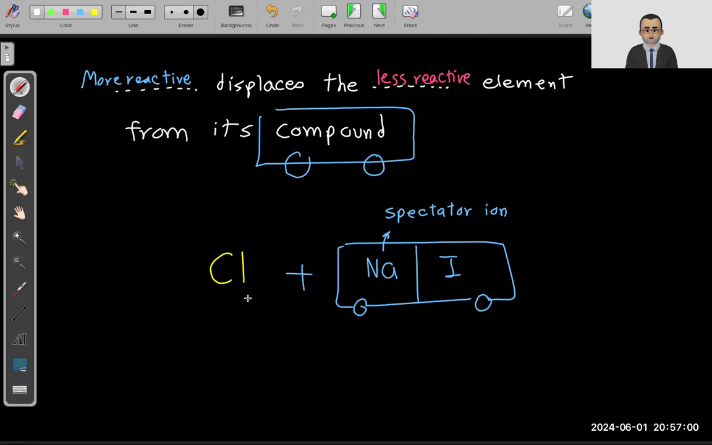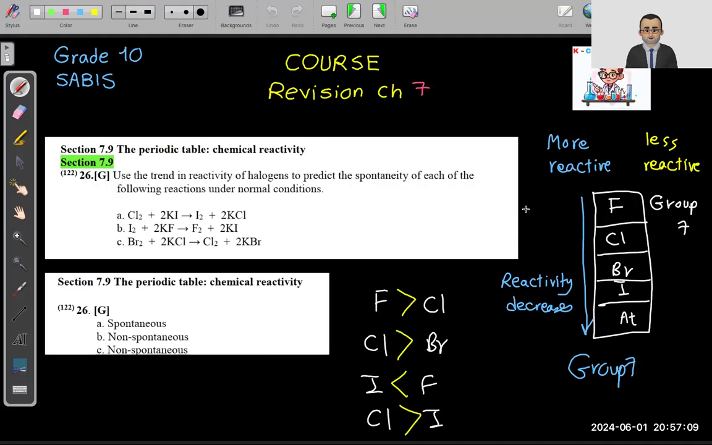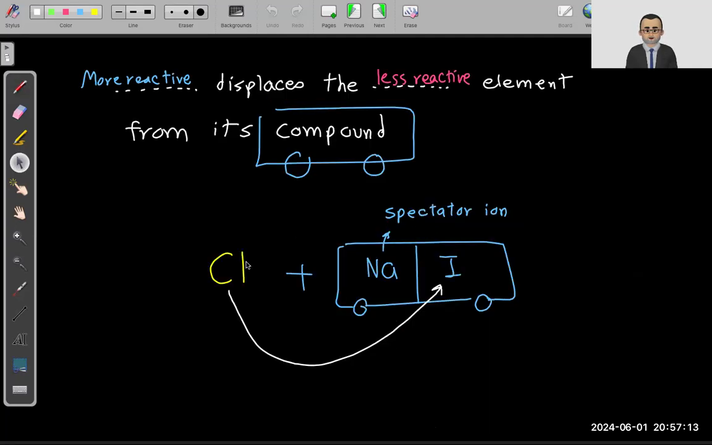Okay, so again, the one that's outside is trying to go inside. So it's trying to remove the iodide from outside. Let's see the fight, how it will go. Mister, you said the more reactive kicks out the less reactive from its car. So the fight is between the chlorine and the iodine.